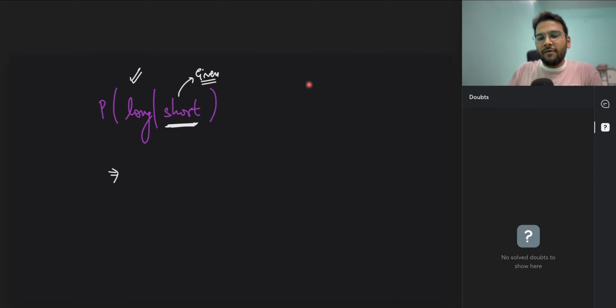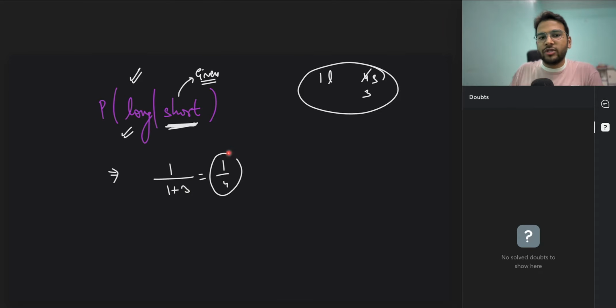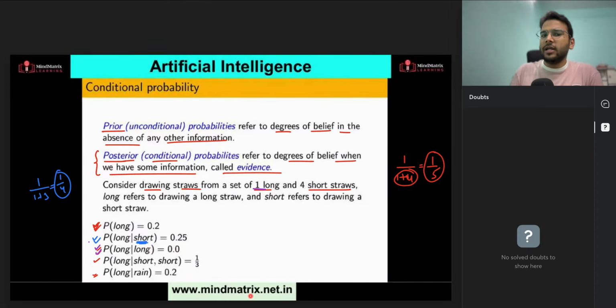So if you have one long straw and four short straws, if you have already drawn one short straw, now you have only three in the bag. So what will be the probability of long? That is going to be 1 divided by 1 plus 3. That is going to be 1 by 4, which is nothing but 0.25. Similarly, you can find for other as well. Is this clear? This one, is it clear? Do you have any doubt in this one? Anyone? Just tell me how this is 1 by 3.